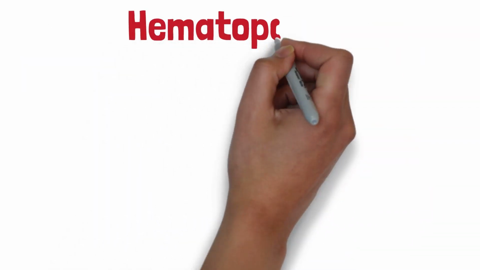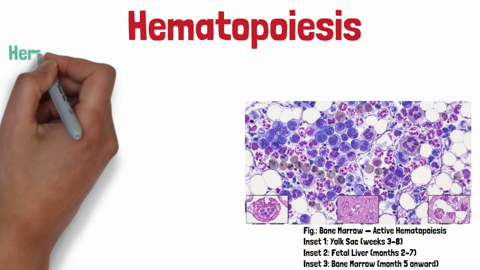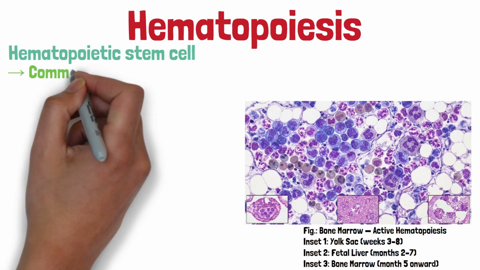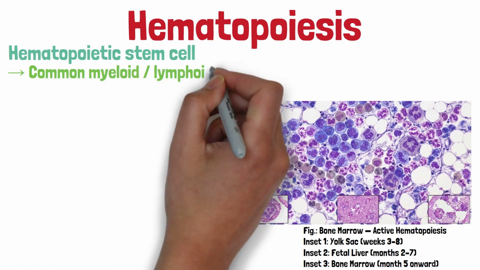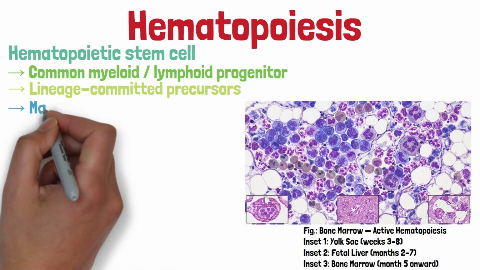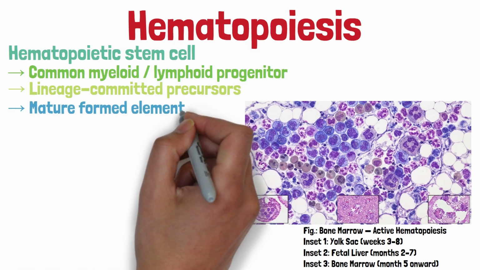So, where do all 7 of those formed elements actually come from? It all starts with a single hematopoietic stem cell, which branches into common myeloid or lymphoid progenitors, then into lineage-committed precursors, and finally into the mature formed elements you already know.